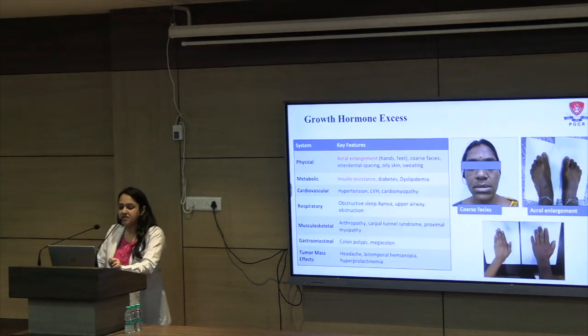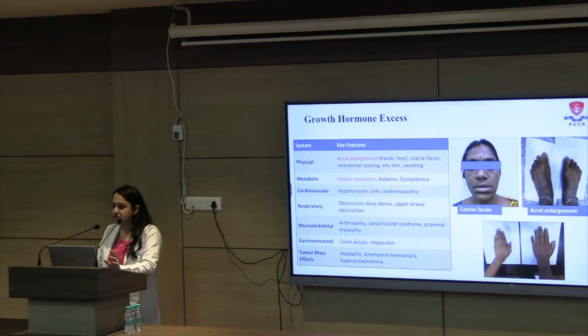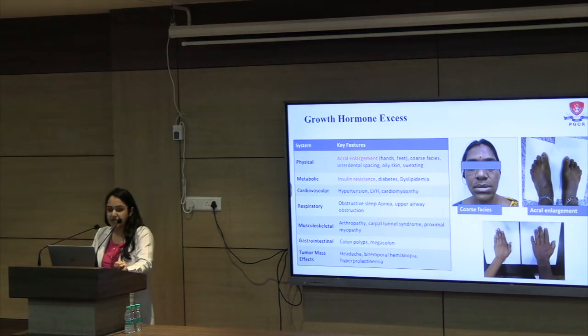Now coming to the abnormalities associated with growth hormone. Growth hormone excess leads to characteristic clinical features, most commonly acromegaly in adults. These changes are due to prolonged exposure to growth hormone and IGF-1. We see acral enlargement, coarse facial features, and significant metabolic effects like insulin resistance. In addition, there are cardiovascular, respiratory, and musculoskeletal complications. Now coming to the images, the face shows coarse facial features with soft tissue thickening, which is typical of acromegaly. The hand and foot images demonstrate acral enlargement with increased size and soft tissue thickening compared to normal.